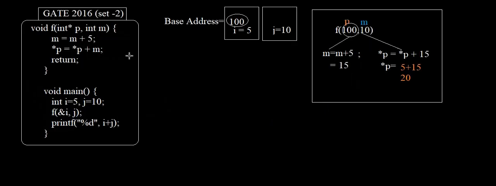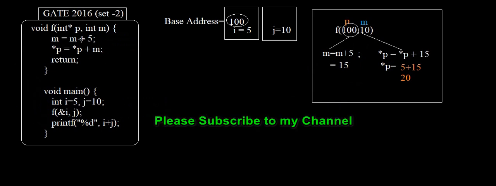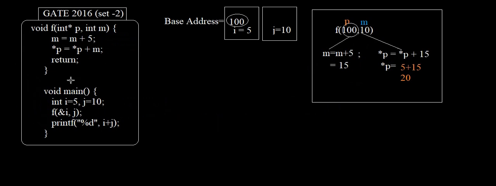Now let's see this problem. In this problem we have two functions: first the main function, and then the function f. Let's execute this statement for each line. Integer i equals 5, we have declared an integer equal to 5. J equals 10, j equals 10 here. And let's say we want to call the f function with the addresses of i comma j.